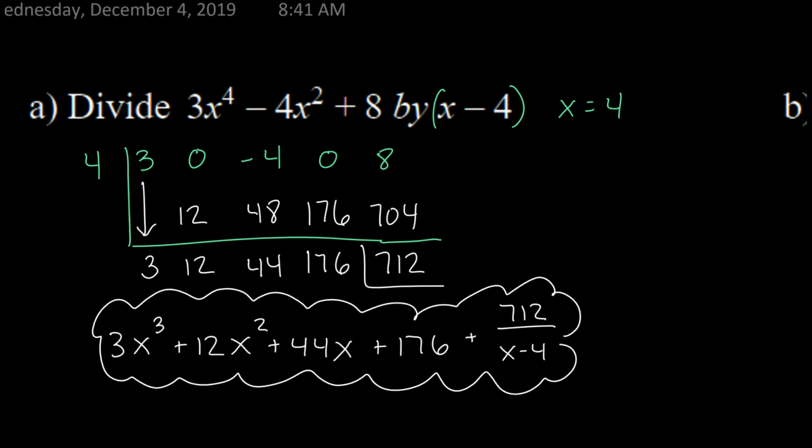Now, does this mean x minus 4 is a factor of this polynomial? No. Why is it not a factor? Because we ended up with a remainder, meaning it doesn't divide out evenly, right? If it doesn't divide out evenly, for sure x minus 4 isn't one of the binomials that multiply to get this polynomial. Does that make sense? Okay.